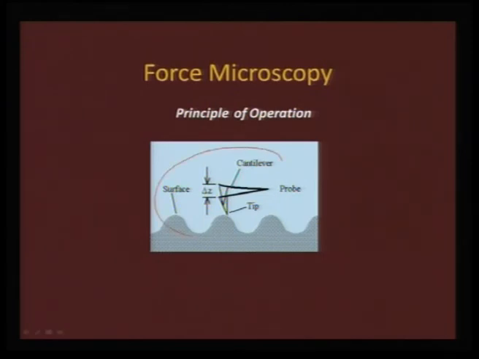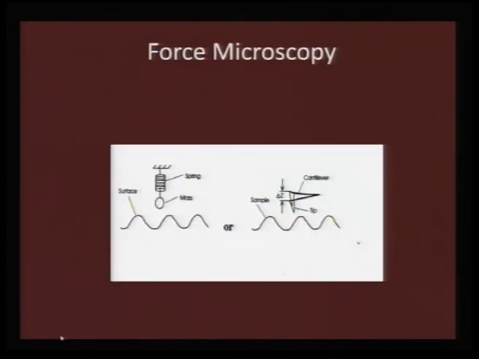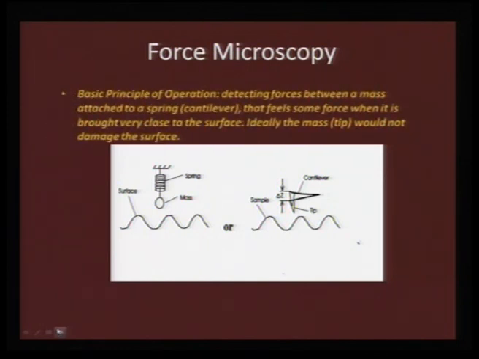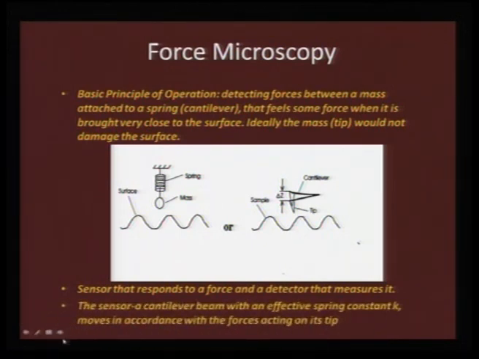The principle of operation, as I have told you, is based on a cantilever. So this can be used for atomic level imaging, and this is the basic principle of your force microscopy. We can actually detect the forces between a mass attached to a spring that feels some force when it is brought very close to the surface. Ideally, the mass would not damage the surface. And there is a sensor that responds to a force, and a detector that measures it.